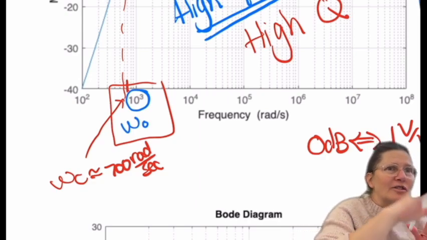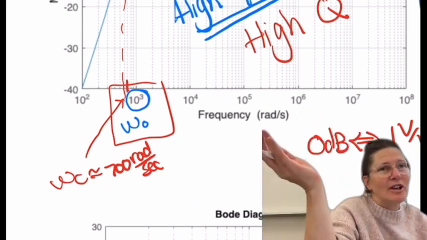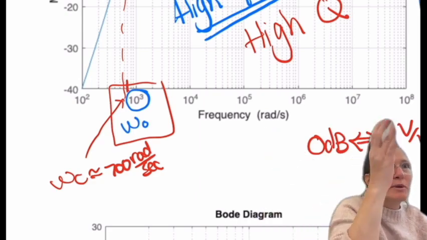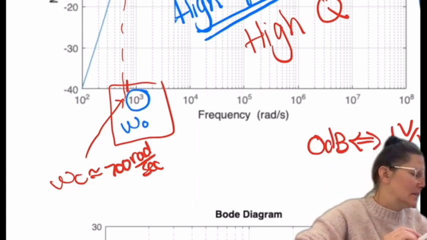So if I just saw this graph on a data sheet, I would say around 1K radians per second or higher I would want to use. And that would be a safe location to say, okay, it's definitely going to work after that.